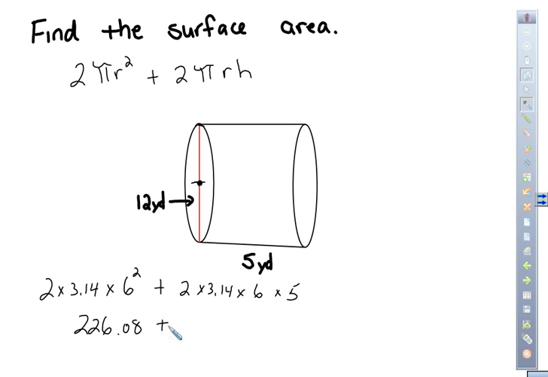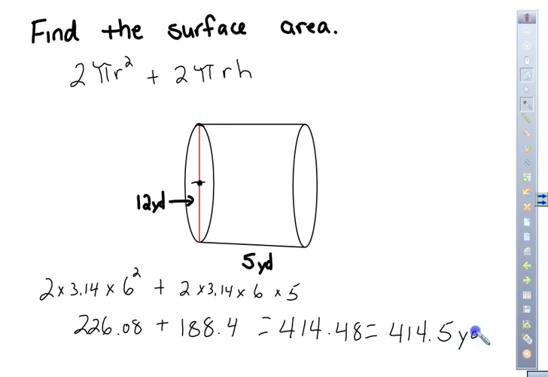And we have 2 times 3.14 times 6 times 5, and we get 188.4. Now we can add that to my 226.08, and I get a grand total of 414.48, which then rounds to the tenths, 414.5. And it is what kind of yards? Square yards, because it is surface area, not volume.